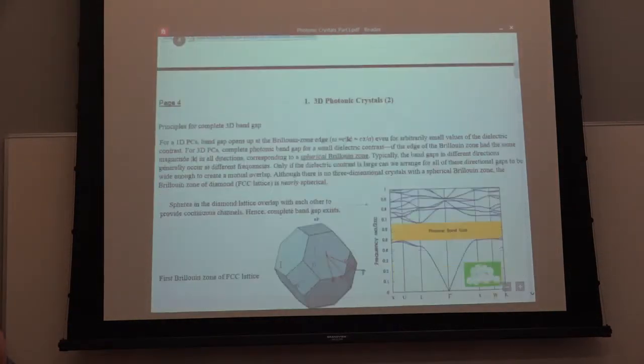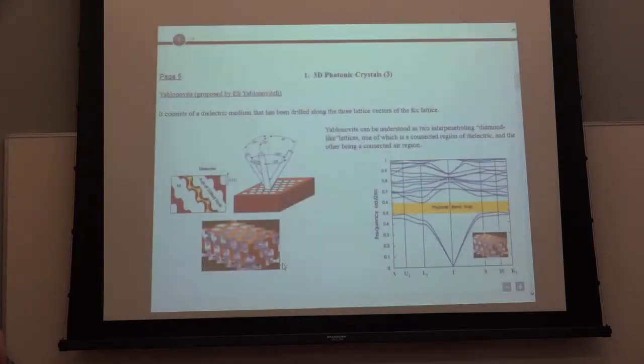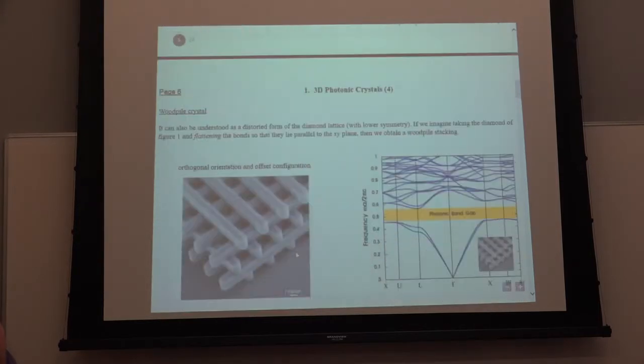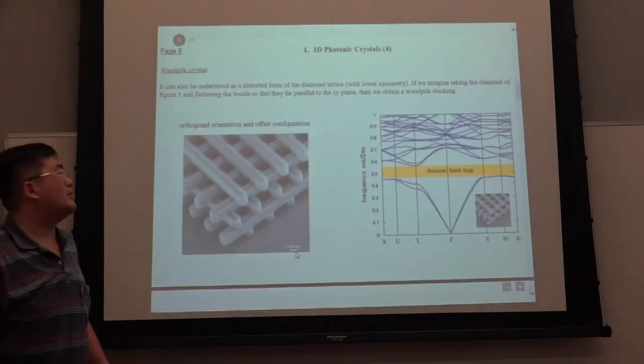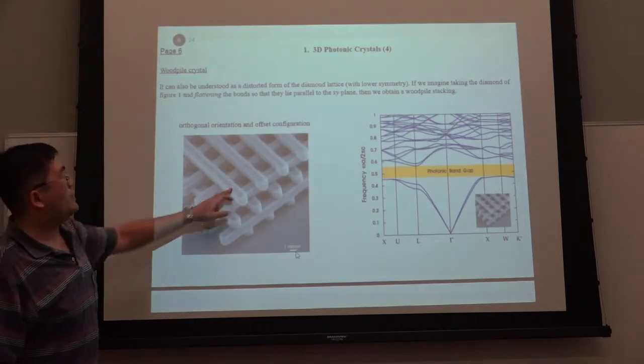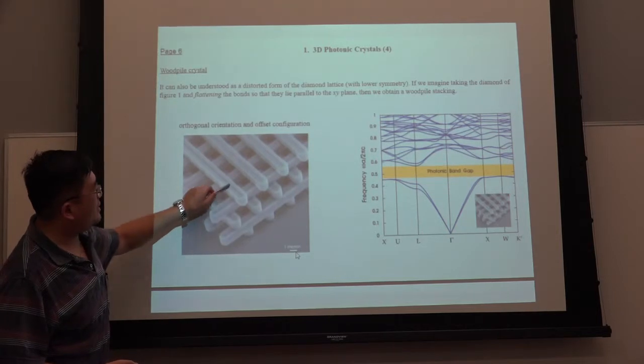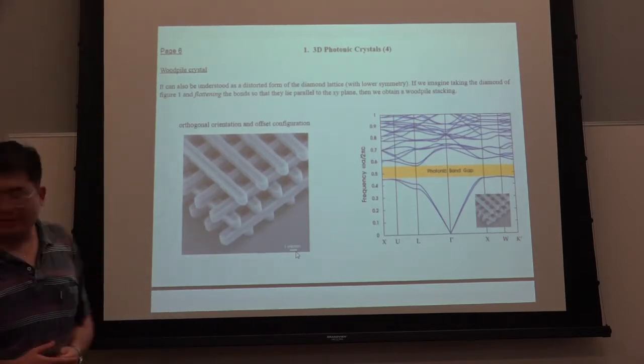Using this idea, we have the Yablonovite, which has a 3D band gap. I think the more famous one is the woodpile. Because in the woodpile, you can see that they have an offset. First, they are orthogonal to each other. Another thing, different layers have an offset. So this is quite similar to a diamond.